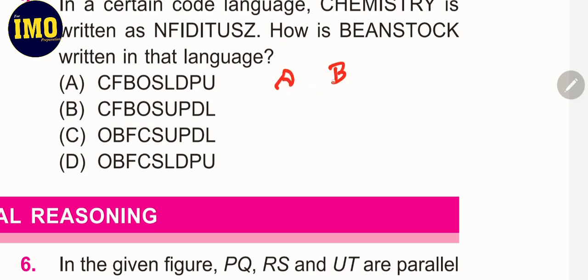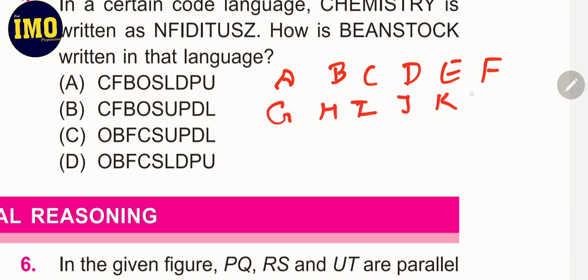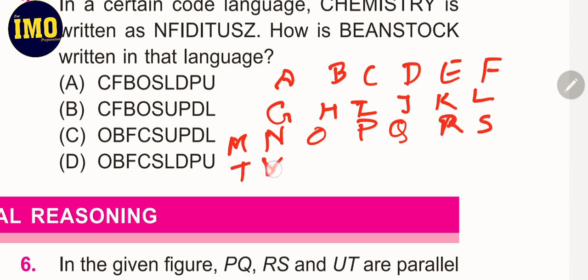A, B, C, D, E, F, G, H, I, J, K, L, M, N, O, P, Q, R, S, T, U, V, W, X, Y, and Z. Okay. Suppose these letters are given. So chemistry is what?